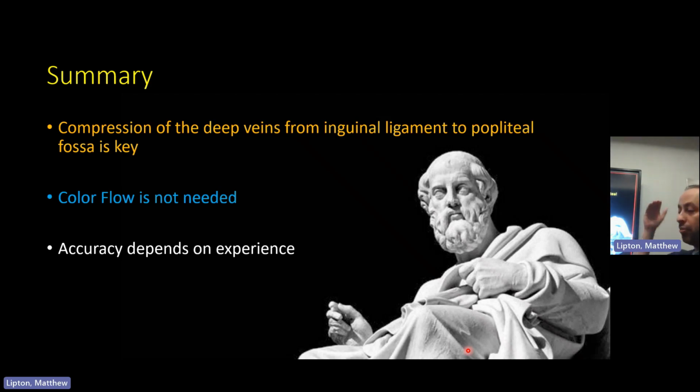So compression is what you need to do. It's not specifically visualization. Visualization of the clot helps, but compression is where the money's at. You don't need to do any of the flows that the sonographers do, where they put color flow on and look at Doppler. Don't do that. Just do compression, but you need to do it at 3 points, all the way from the inguinal ligament to the popliteal vein. Color flow isn't needed, and the more ultrasounds you do, the better you get, just like everything in ultrasound.